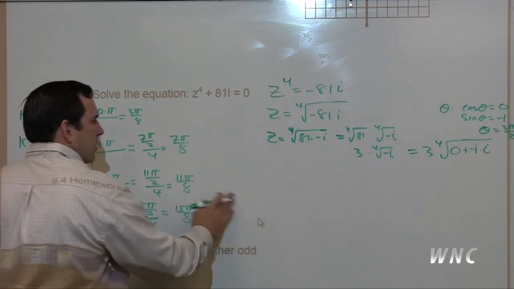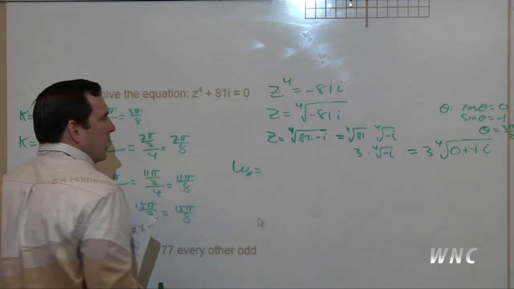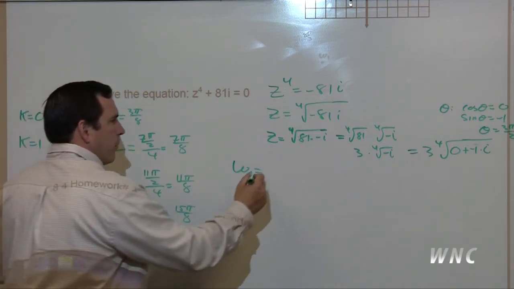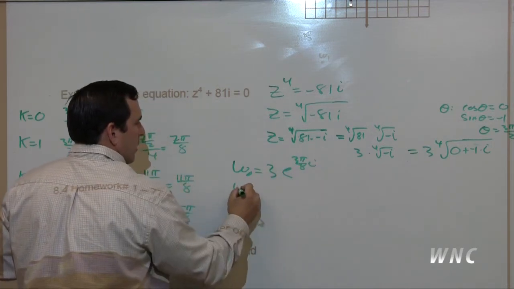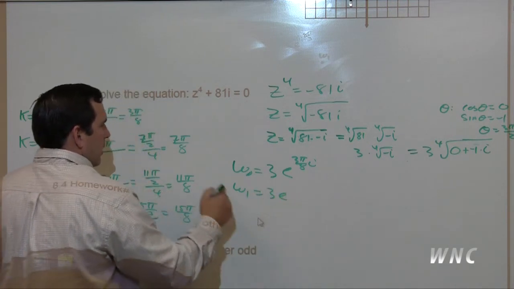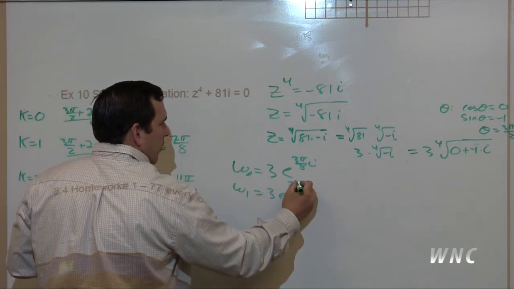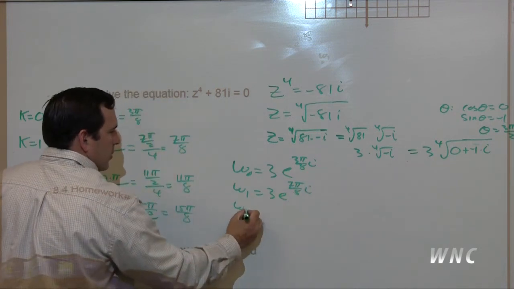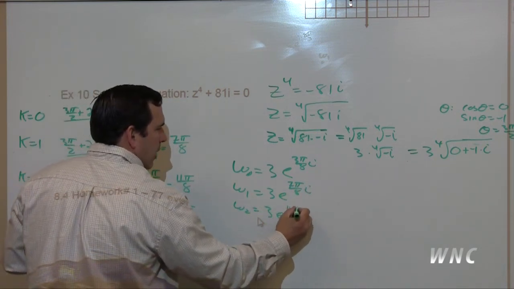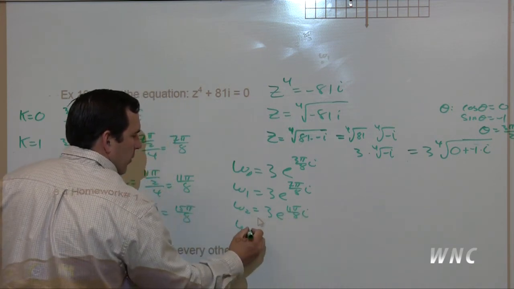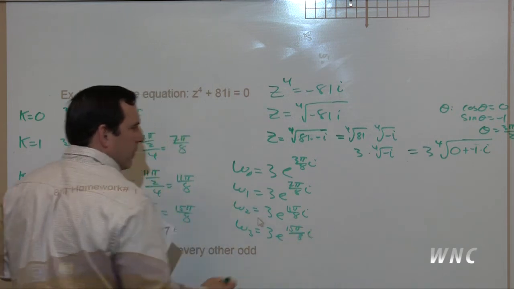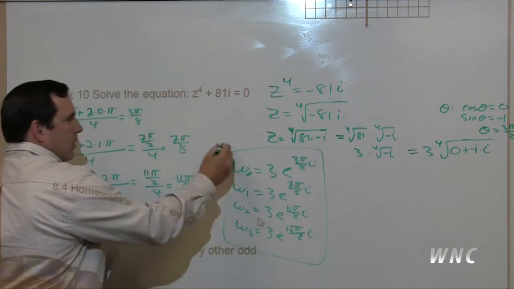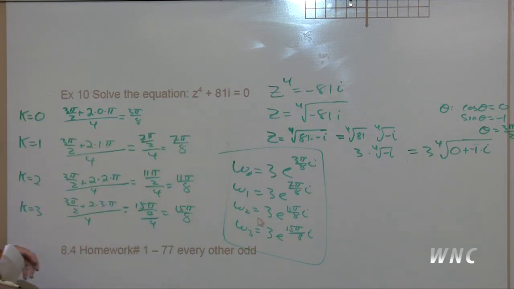So our solutions, we have w sub 0. It's going to be 3 e to the 3 pi over 8 i. w1 is going to be 3 e to the 7 pi over 8 i. w2 is going to be 3 e to the 11 pi over 8 i. And w3 is going to be 3 e to the 15 pi over 8 i. And these are all the solutions to this equation. And that's going to be it.